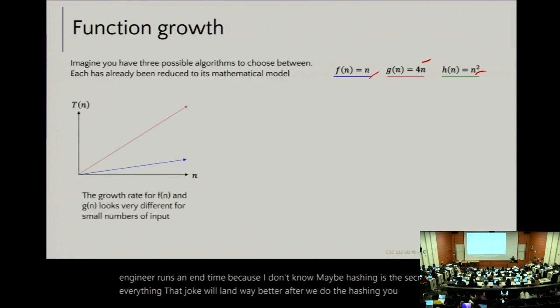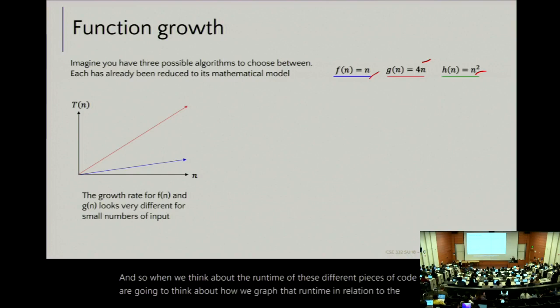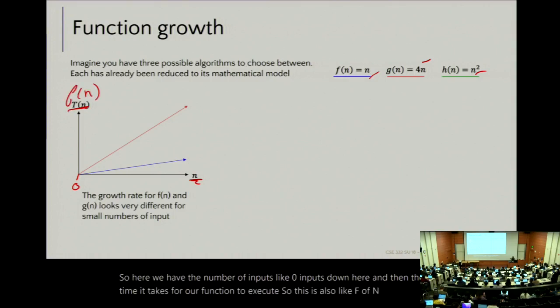And so when we think about the runtime of these different pieces of code, we are going to think about how we graph that runtime in relation to the inputs. So here we have the number of inputs, like 0 inputs down here, and then the time it takes for our function to execute. So this is also like f of n, right? As we've been doing it.